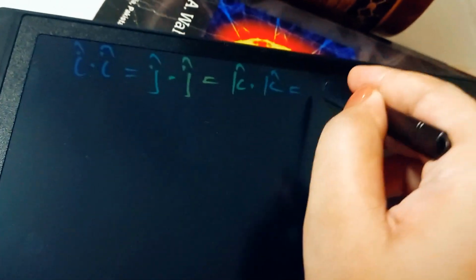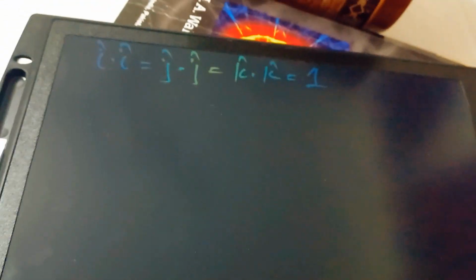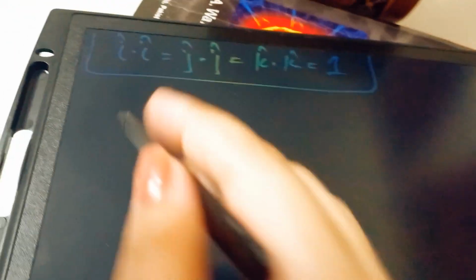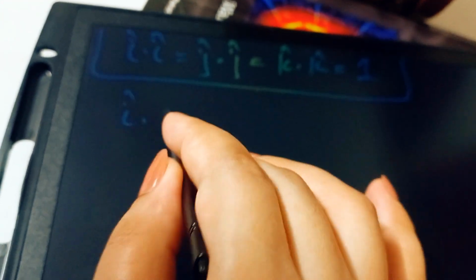Let's find out. This is one of the results that you need to remember: this is the self product. You can say the self product. This is the self product, that means the product of a vector with itself. Now let's find out the product of i hat with j hat.